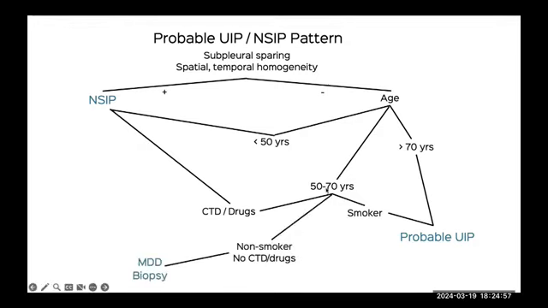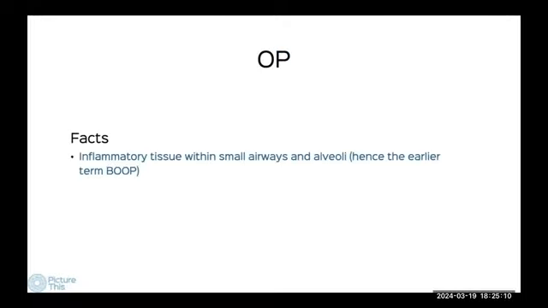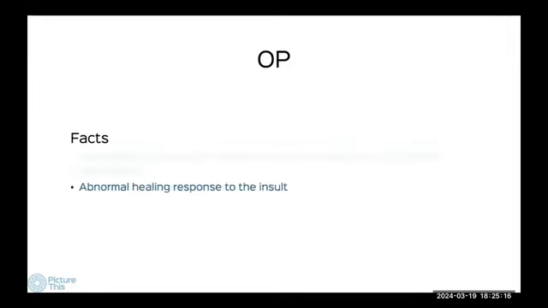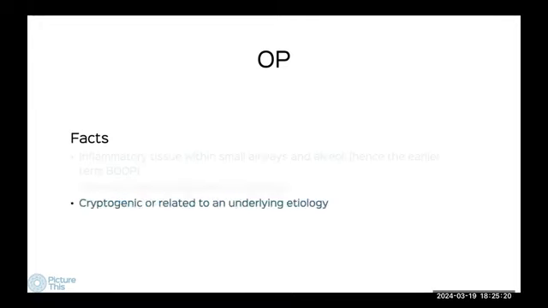If the patient in this age group is a non-smoker, with no connective tissue disease or drugs, then you probably need a multidisciplinary session and a biopsy. So let's move on to organizing pneumonia. It's an inflammatory process within the small airways and alveoli with plugging of the distal bronchioles. It is an abnormal healing response to an insult.